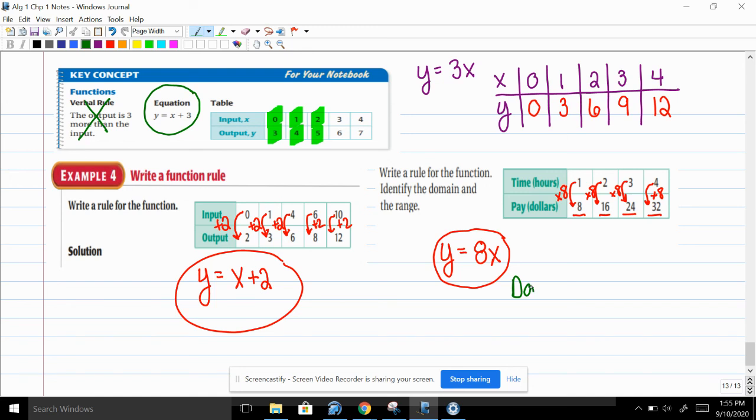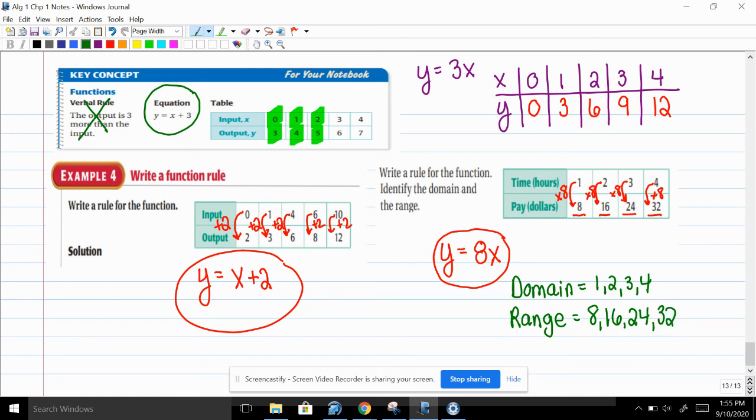Your domain is the list of your inputs, 1, 2, 3, and 4. And your range is your list of outputs, 8, 16, 24, and 32.